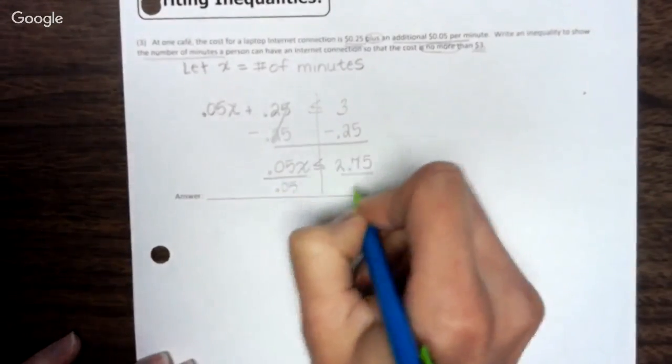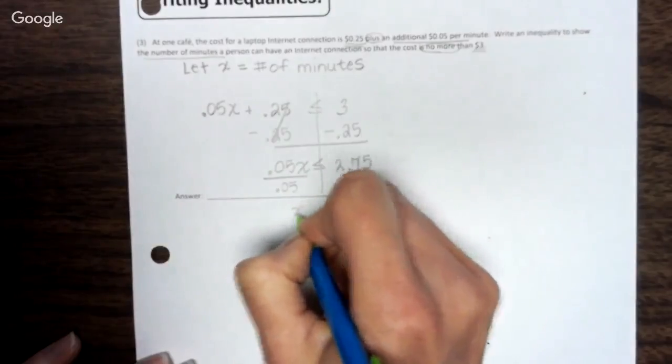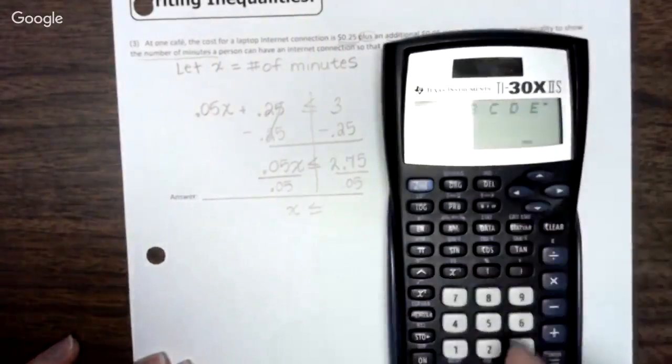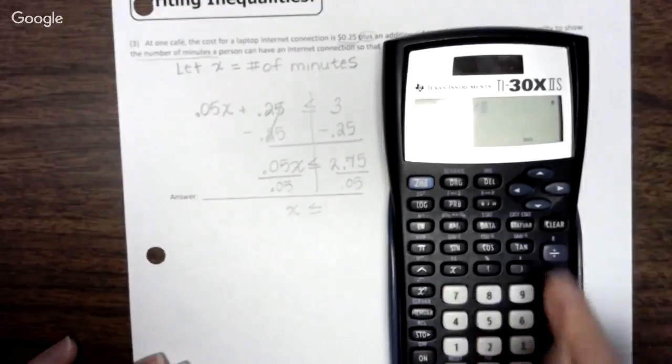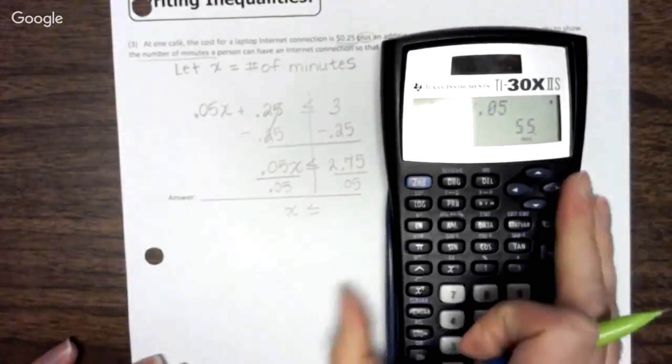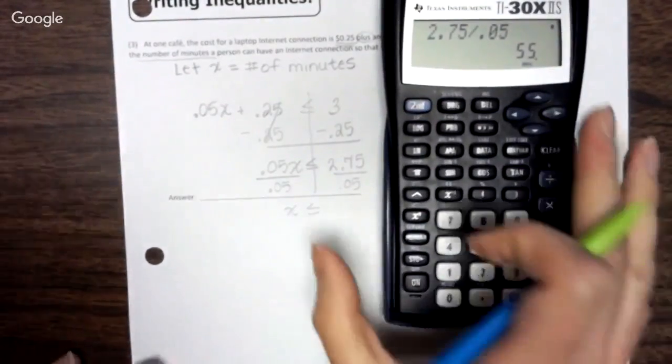Let's divide both sides by 0.05. So let me bring my calculator in. I have 2.75 divided by 0.05, which is 55.